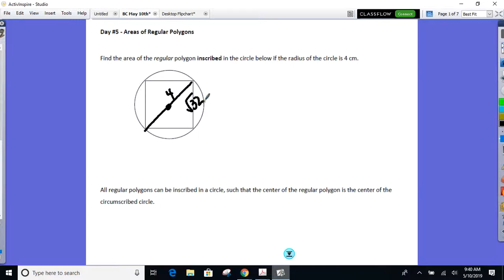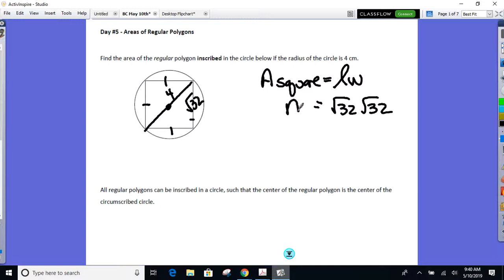All right? And what's the area formula for a square? That is length times width, and all sides of a square are equal. So you would have done radical 32 times radical 32, and the area of that square would have been 32 square centimeters.